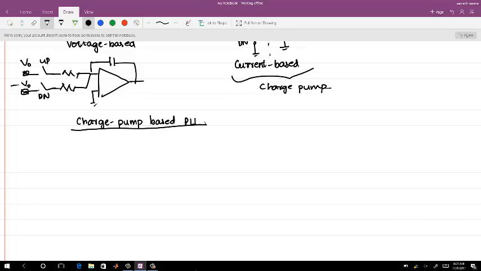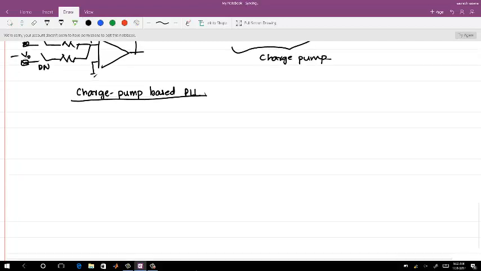And again, we look at the steady state performance, meaning you give a disturbance to the system and see how it behaves over a period of time. So to state it clearly, we do not have to specifically average the PFD output and then feed it into the loop filter.